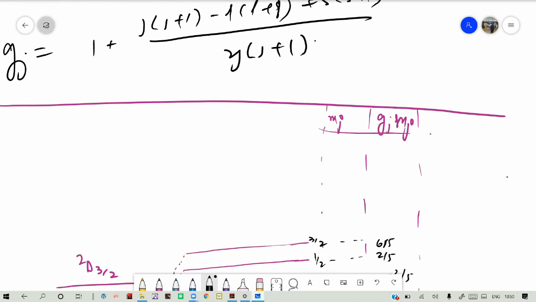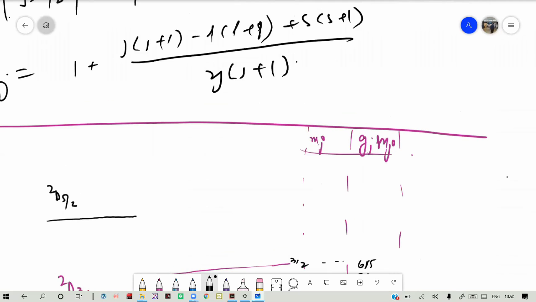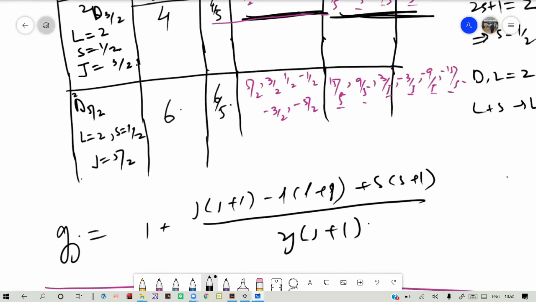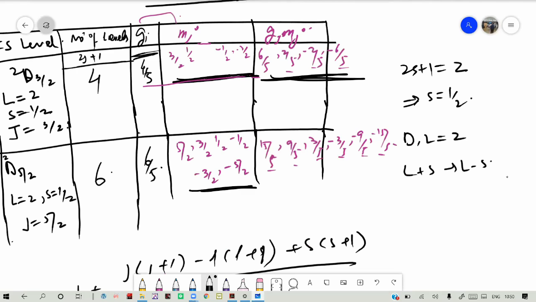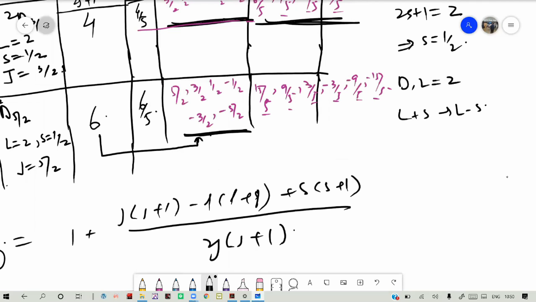Okay. Now taking 2D 5 by 2. So how many levels? 6, corresponding to MJ values. These are the MJ values corresponding to these 6 levels. Now let us draw them.